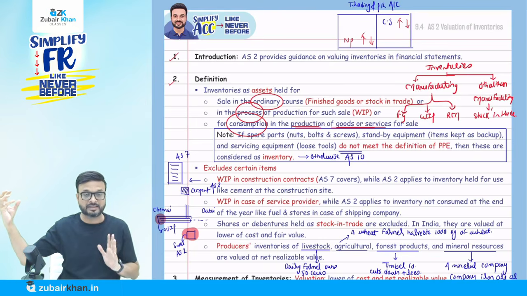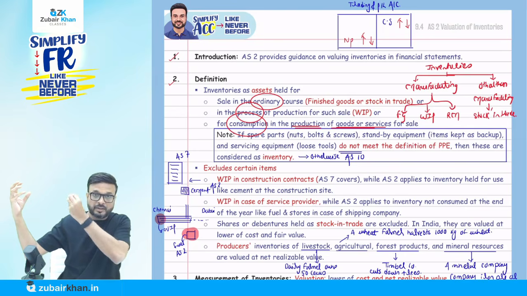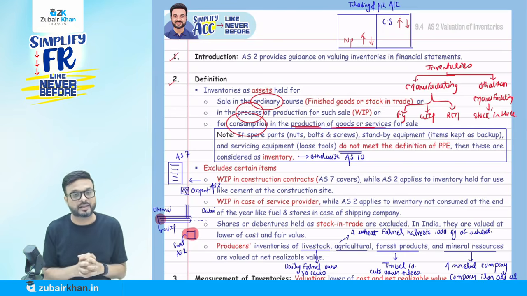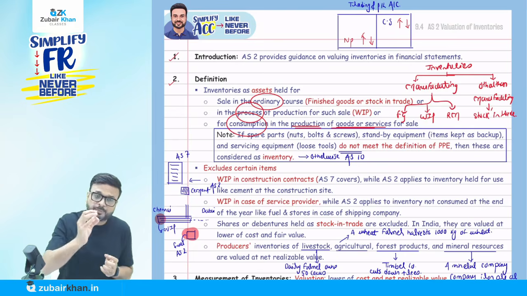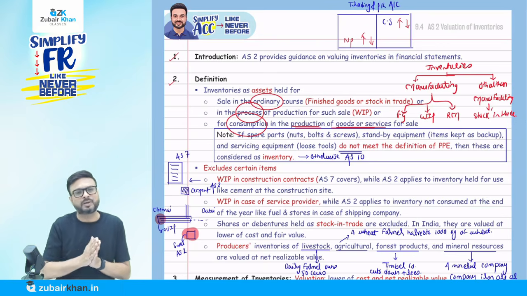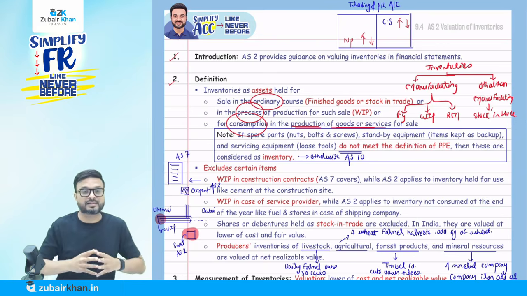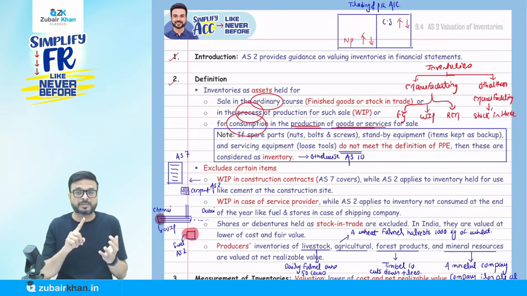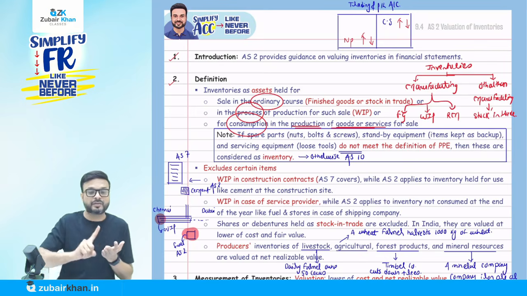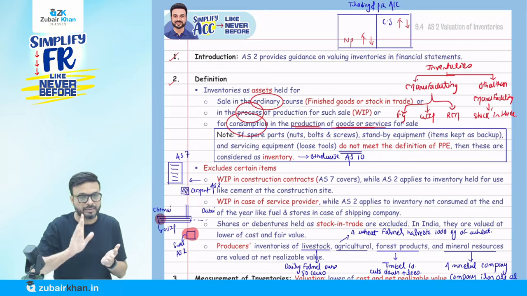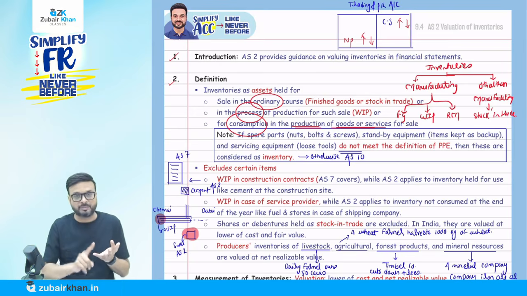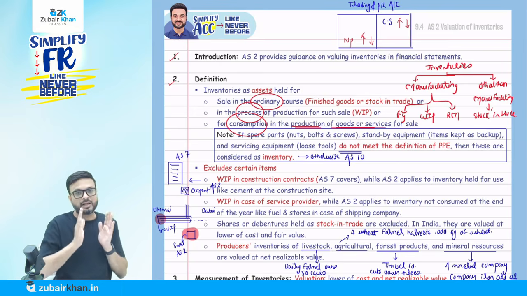Now the question arises, sir, what do you mean by these? When they meet the definition of PPE, we have not yet covered accounting standard 10, that is property, plant and equipment. These points will come there also. So when you come to know the definition of PPE, you will understand this point. For the time being, understand that if these three items, spare parts, standby equipment and servicing equipment, meet the definition of PPE, then we are going to call it PPE. They will be booked under accounting standard 10. If they don't meet the definition of PPE, then they will come here under accounting standard 2, that is valuation of inventory.